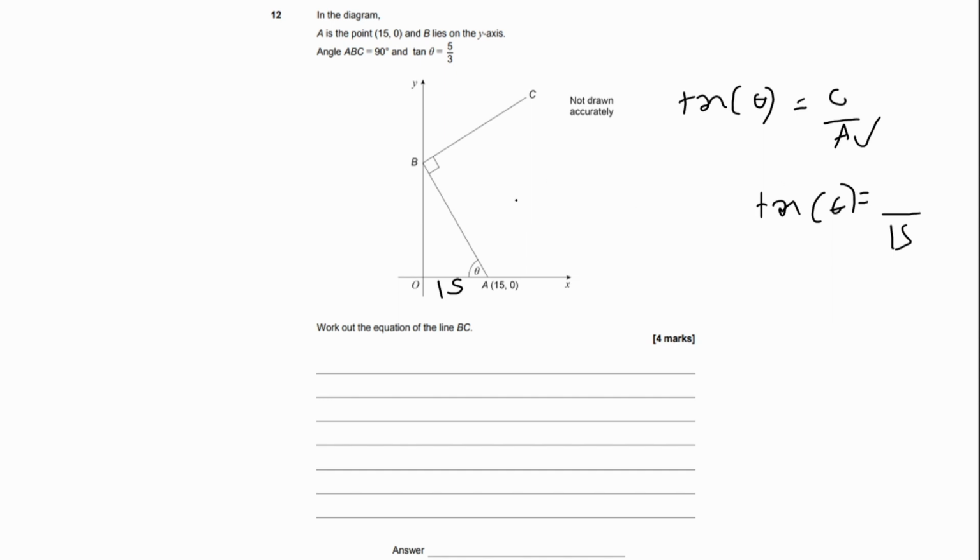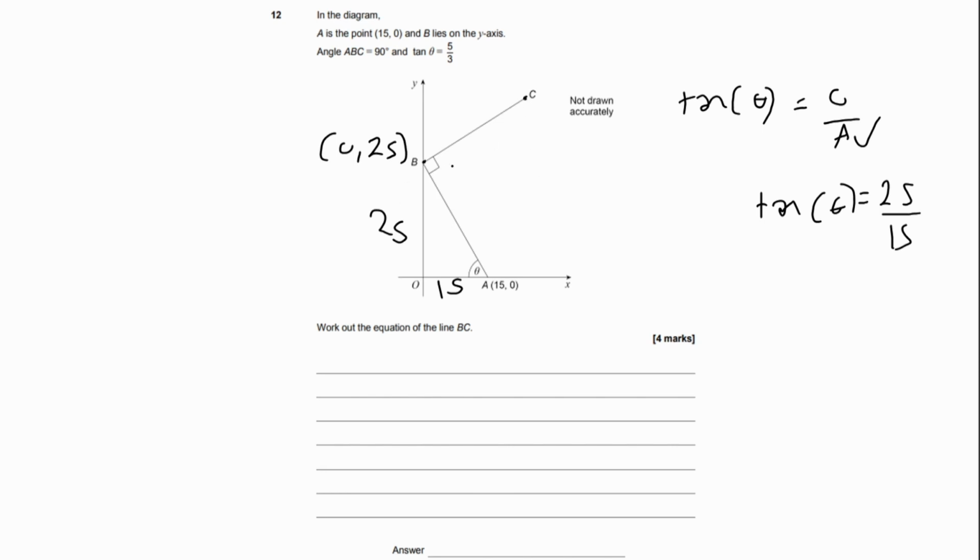3 has been multiplied by 5 to get to 15, so you're going to have to do the same to the top. You're going to have to multiply by 5 to get 25 over 15, so that means that your opposite must be 25. Now, you've got this, then that means this B must be 0, 25. And if that's 0, 25, now you want to work out the equation of the line BC.